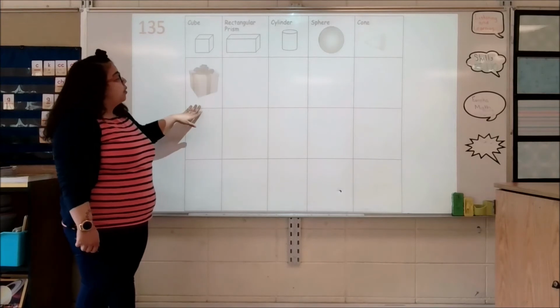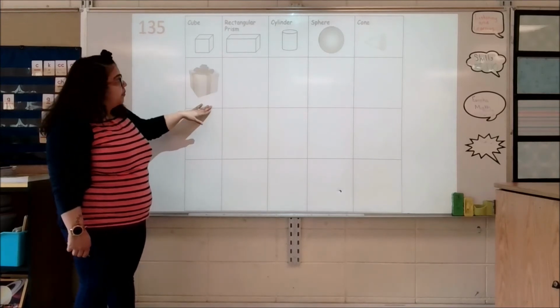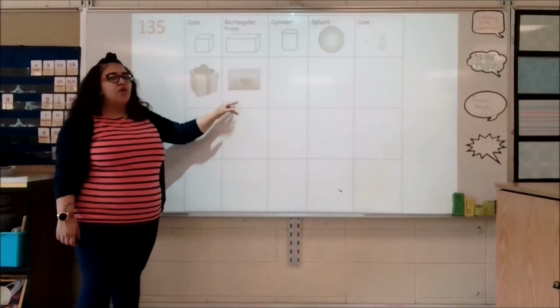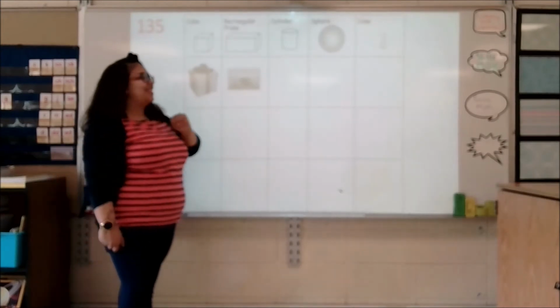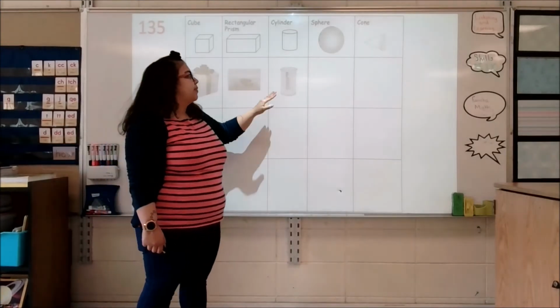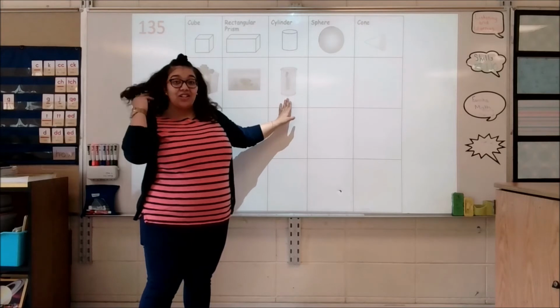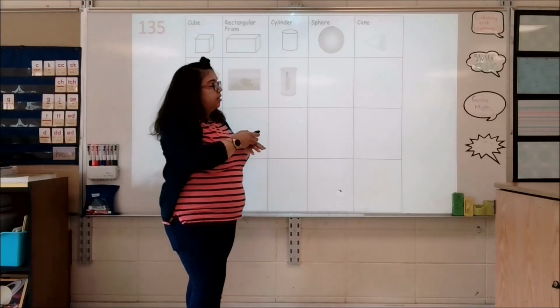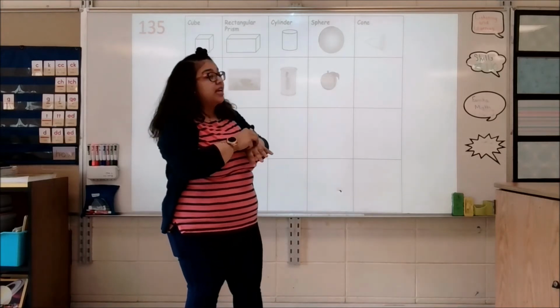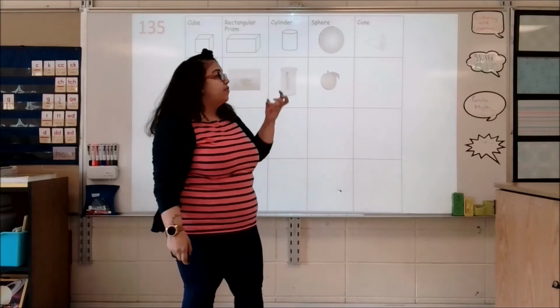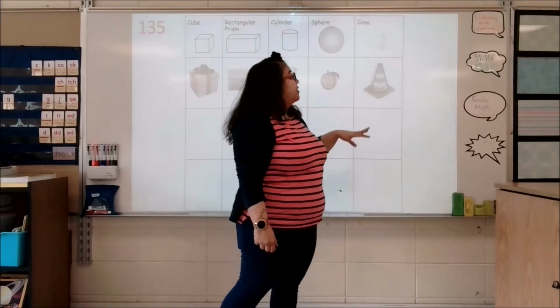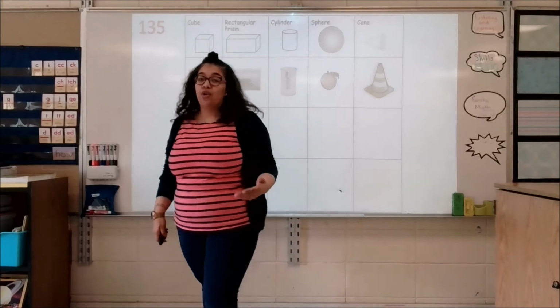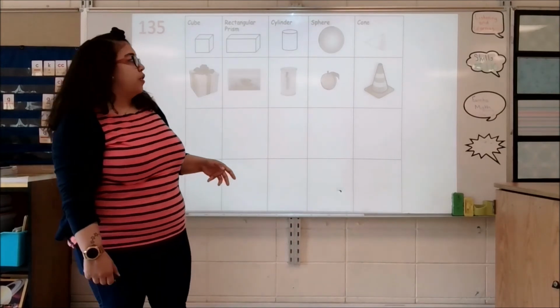For example, a gift box is often the shape of a cube. A fish tank, or for our class, a gecko tank, is the shape of a rectangular prism. A can, like a can of vegetables, is a cylinder. A lot of fruit, in this case we see a peach, is a sphere, it's round. An example of a cone, here we have a traffic cone. There's not too many cones just floating around in nature.